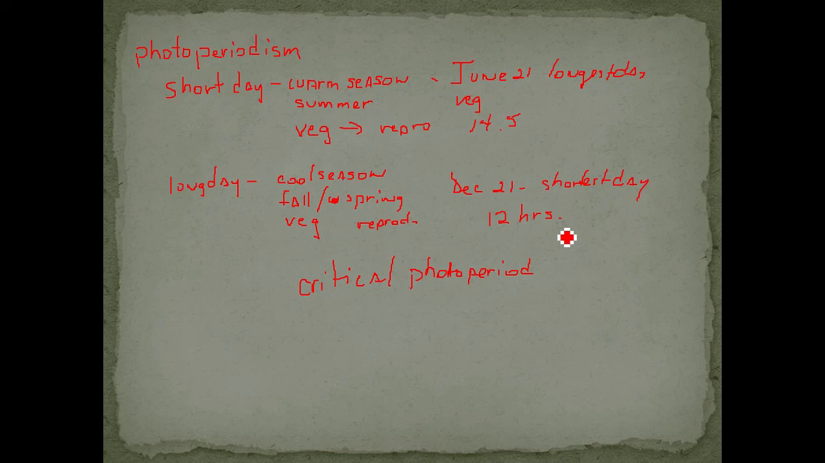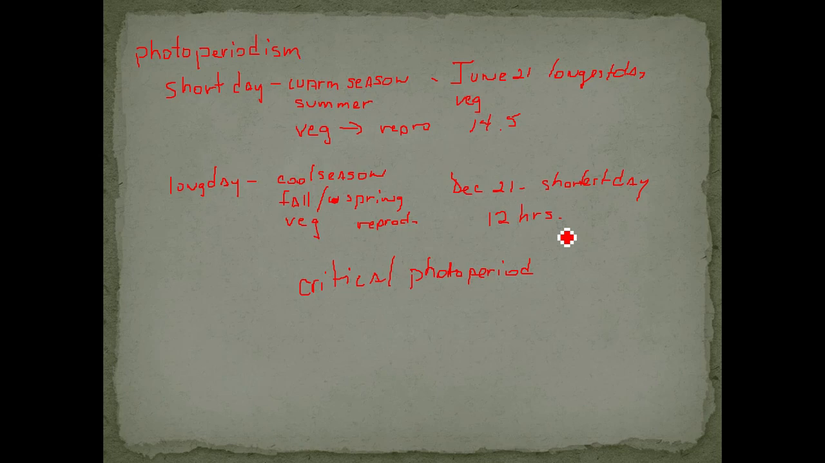That's the key thing you have to remember. And again, whatever those critical photoperiods are does not have anything to do with whether it's a short day or a long day. It is shorter than that or longer than that, depending upon whether you have a short day or a long day plant. Now, in our last lecture, I talked about how it's not really the length of the light period at all, it's the length of the dark period.